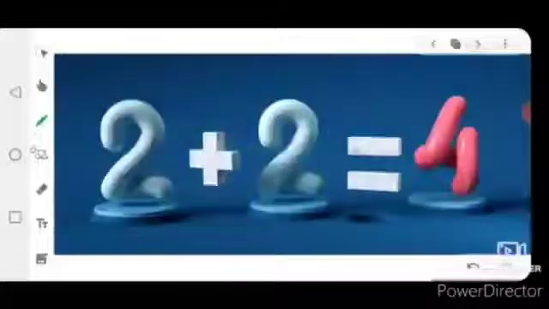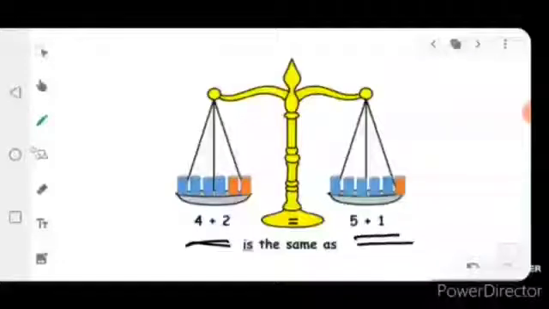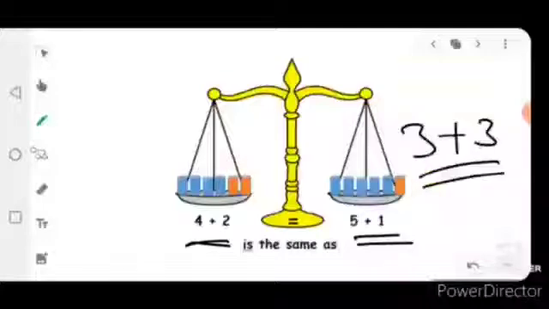Now the next, 2 plus 2 is equal to 4. This is your equation. When we add 2 and 2, we get 4. Now one more example: 4 plus 2 is equal to 6. We can also write 5 plus 1 is also 6. Both right hand side and left hand side are equal. We can also write 3 plus 3, which is also equal to 6.